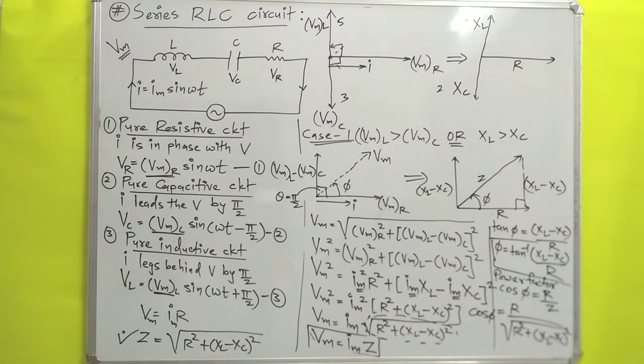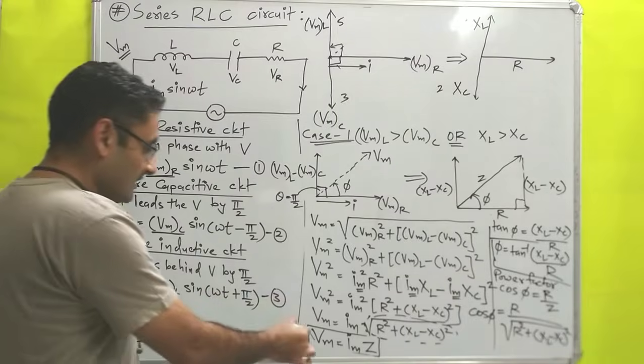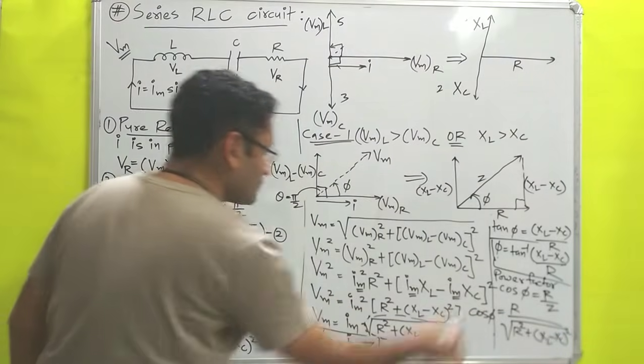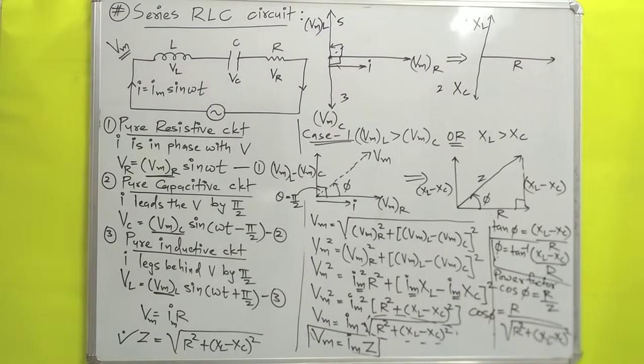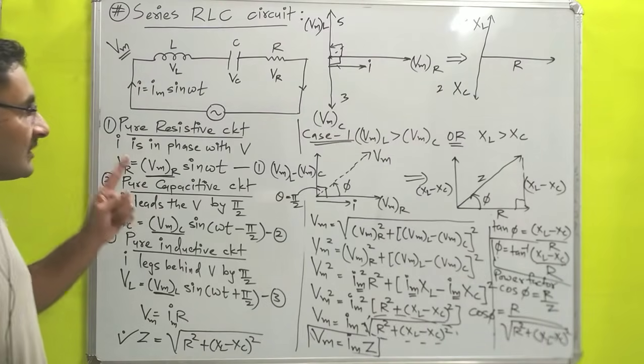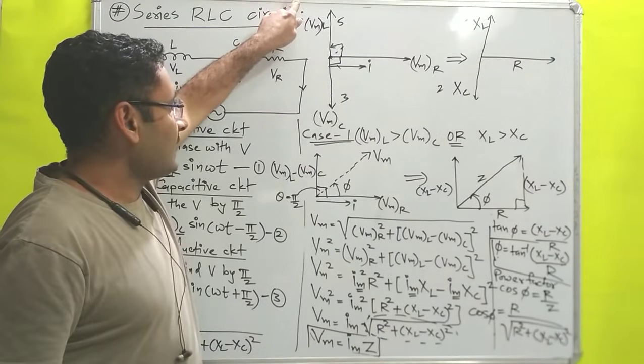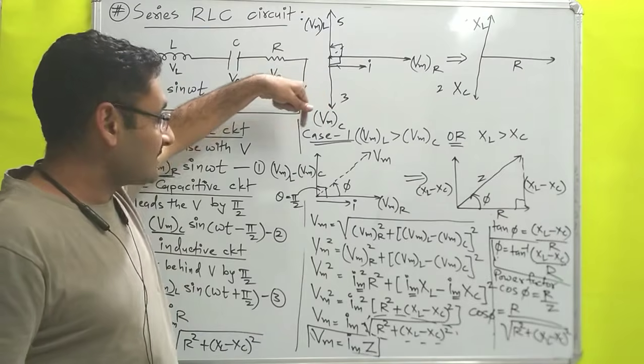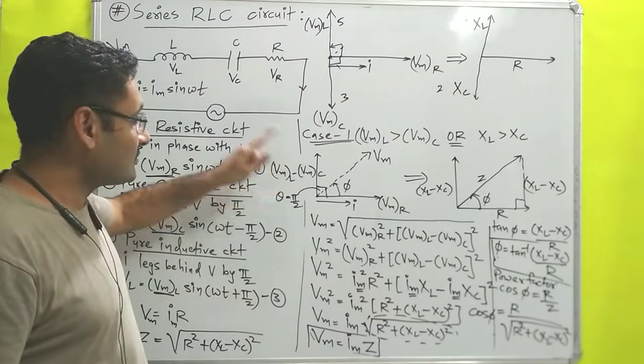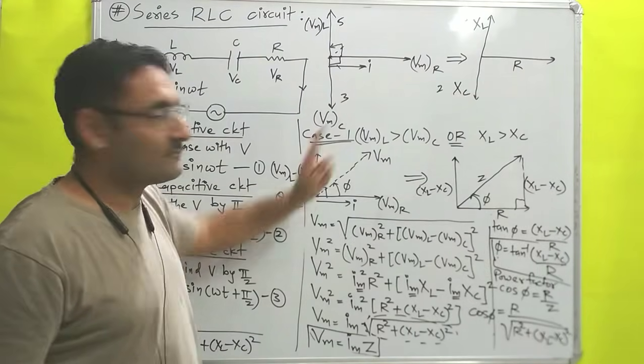So that is all about case number 1, in which each and every equation is useful to calculate the numerical, and that case is based on when Vm of L is greater than Vm of C. Why are we considering so? Because we have to find out the direction of Vm.